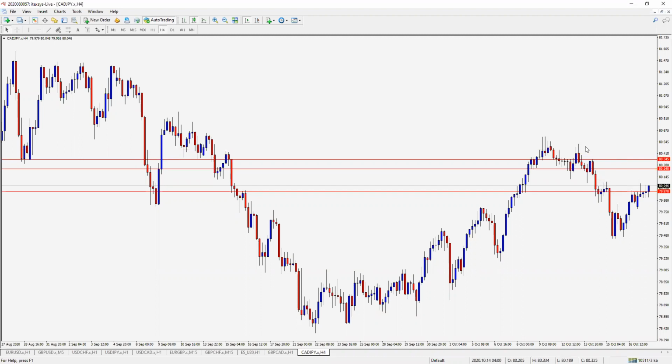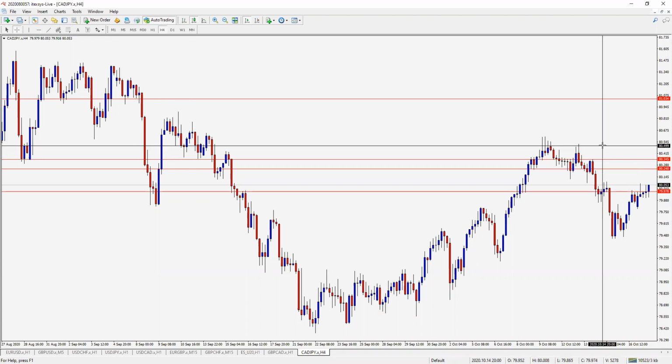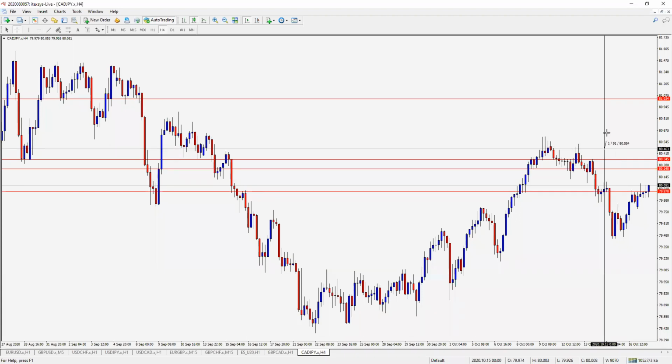Above this one, we have this resistance and the next available supply that the price didn't test since it was created, it seems like it's this one. So my conclusion here is that if the price will break out of this supply too, then there is a high chance that the price will keep moving up until it reaches this supply here.